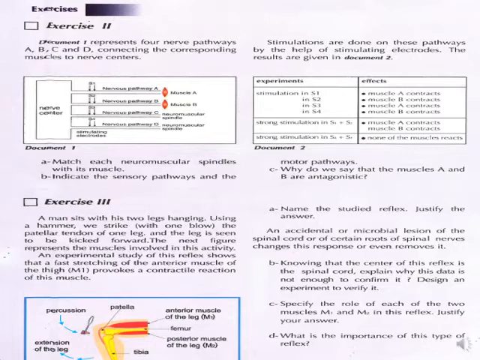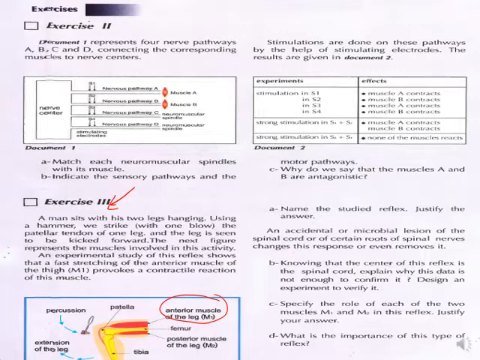Let's move to exercise 3. So in exercise 3, a man sits with his 2 legs hanging. Using a hammer, we strike with one blow the patellar tendon of one leg, and the leg is seen to be kicked forward. The next figure represents the muscles involved in this activity. So an experimental study of this reflex shows that a fast stretching of the anterior muscle of the thigh, M1, provokes a contractile reaction of this muscle.